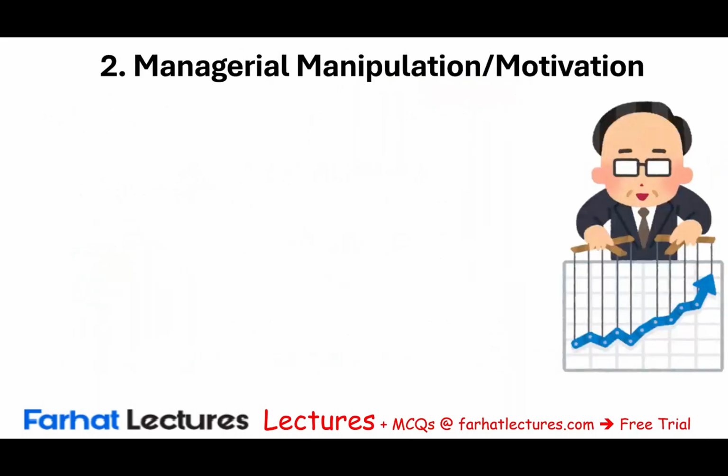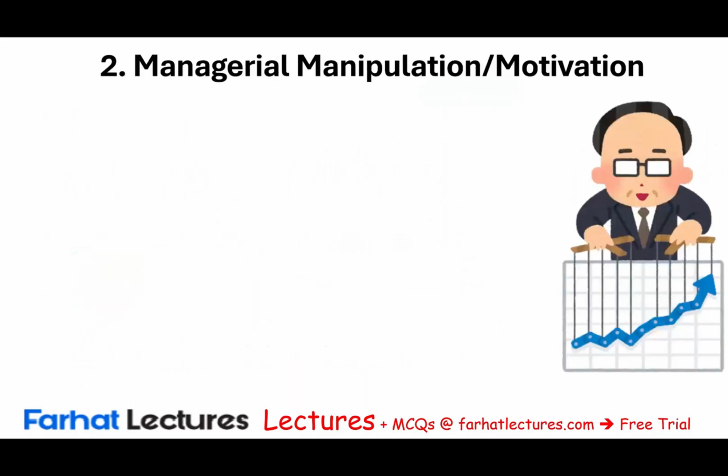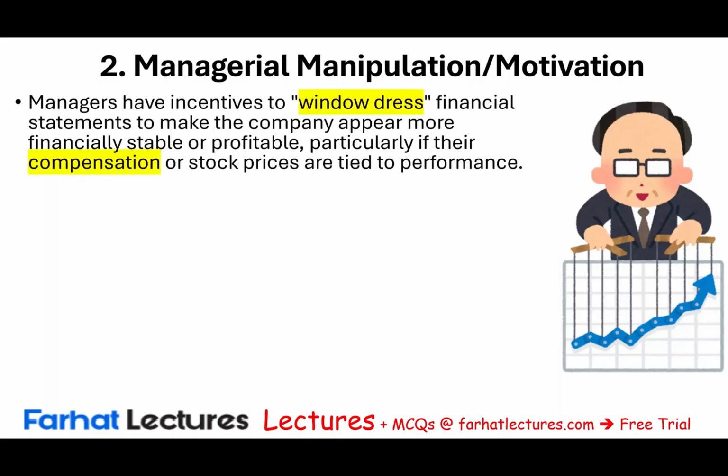Two, managerial manipulation or motivation. Now, this reason is a byproduct of estimates. Now, how can managers manipulate, window dress, change, make the numbers look good? Because accounting allows you to use different accounting methods, different estimates. But now what we're saying is, it's not only that we have different estimates, different accounting methods. Now we have to deal with management manipulating those numbers on purpose. It's called window dressing, to make the financial statements look good.